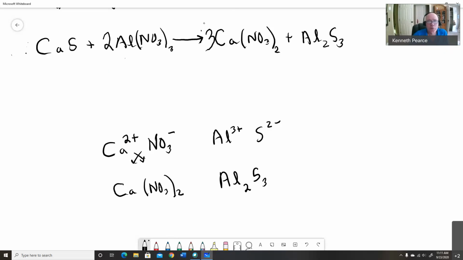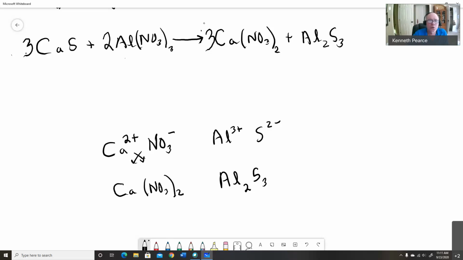Okay? And if we do that, well, now we have 3 calciums on the right-hand side. We'll have to put a 3 over here to get our 3 calciums. And that should be balanced, but we should always check and make sure that the equation is balanced. So I look over here on the left-hand side with the calcium sulfide. I see I have 3 calciums. On the right-hand side, I see 3 calciums. I see 3 sulfurs on the left-hand side. And over in the aluminum sulfide, there's 3 sulfurs.